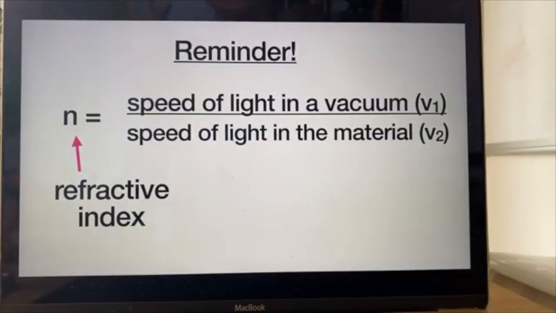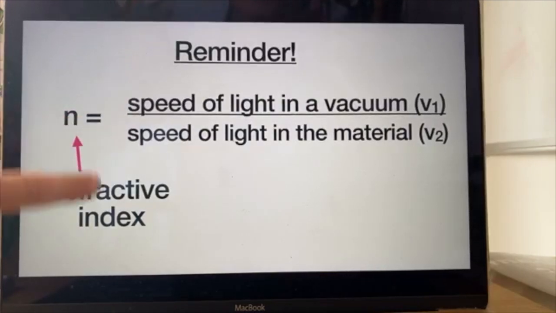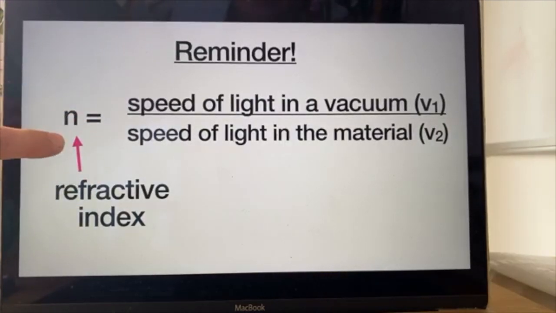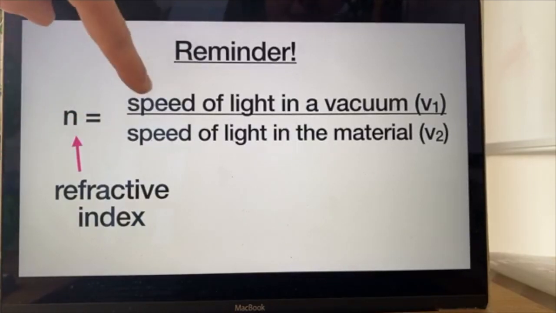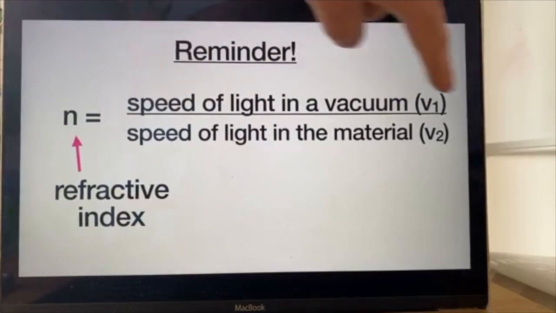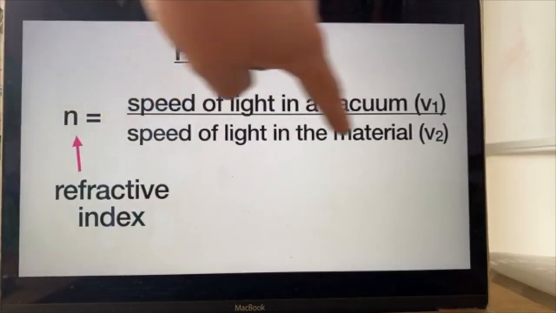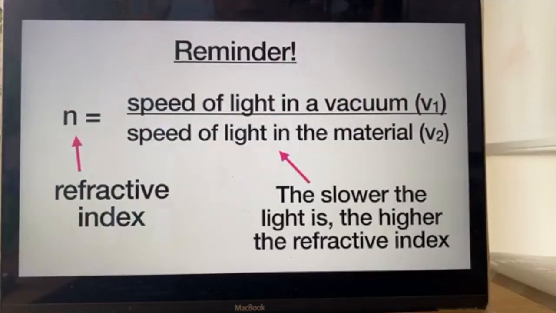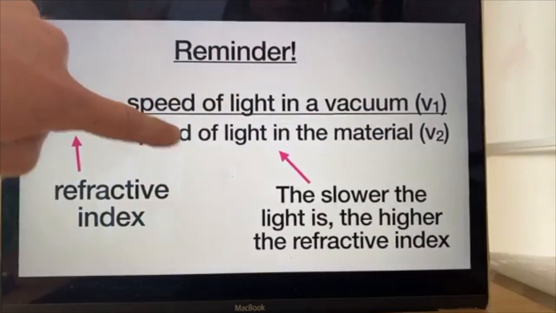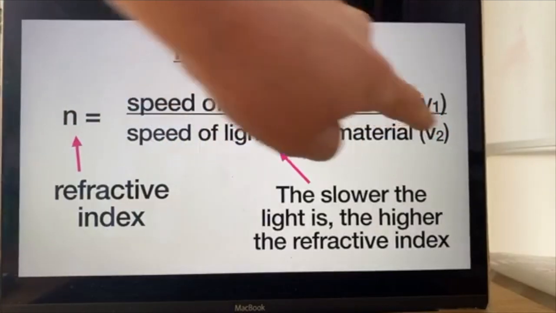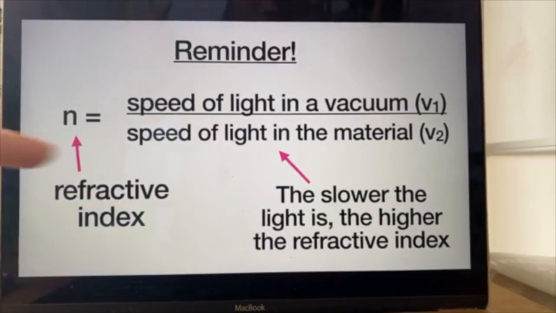Little reminder from last week, don't panic everyone. You remember what the refractive index of a material is? The refractive index is how much a material slows light down, and you can just call it N. So the refractive index of a material is the speed of light in a vacuum, as fast as light can get, divided by the speed of light in the material. So if that number's really small, if the light travels really slowly, then the thing has got a high refractive index.